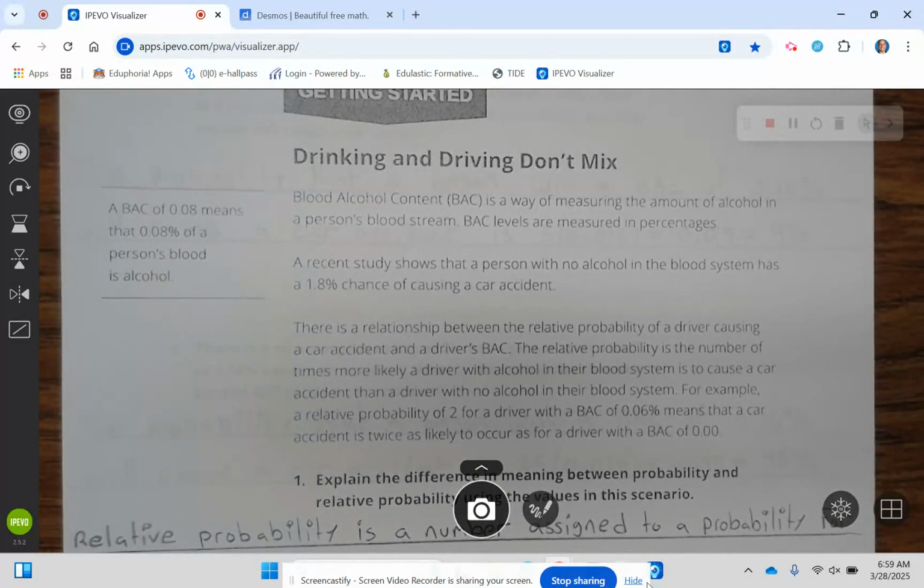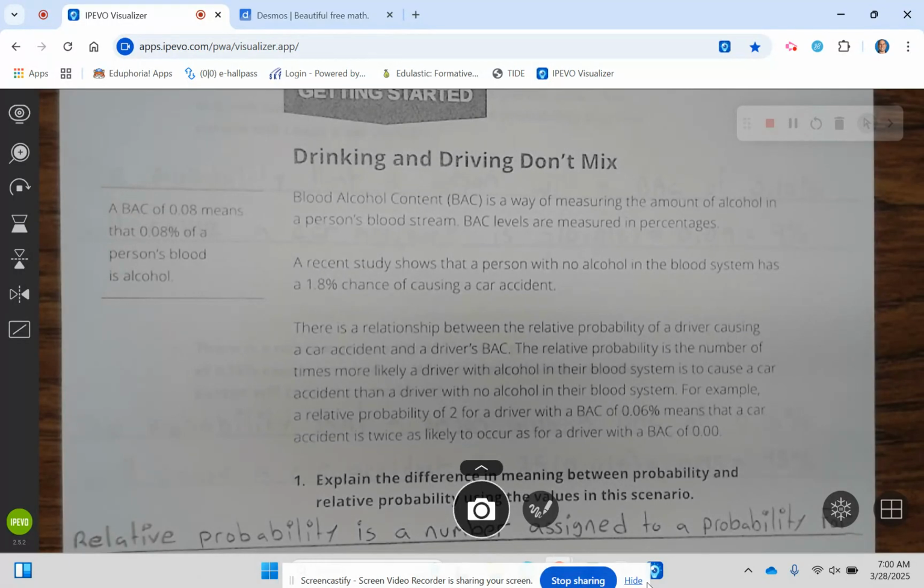Blood alcohol content, BAC, is a way of measuring the amount of alcohol in a person's bloodstream. BAC levels are measured in percentages. A recent study shows that a person with no alcohol in the blood system has a 1.8% chance of causing a car accident. There is a relationship between the relative probability of a driver causing a car accident and a driver's BAC. The relative probability is the number of times more likely a driver with alcohol in their blood system is to cause a car accident than a driver with no alcohol in their blood system.